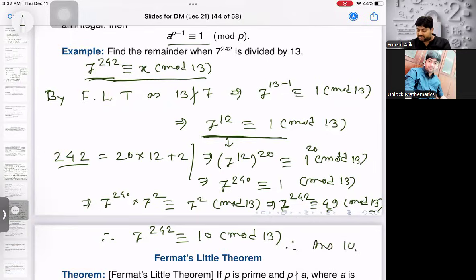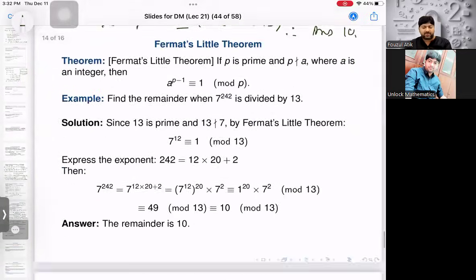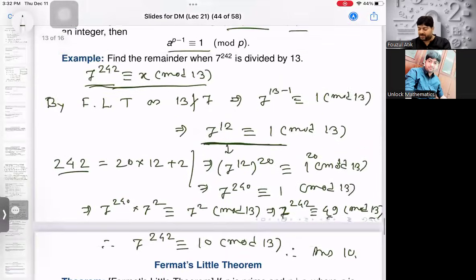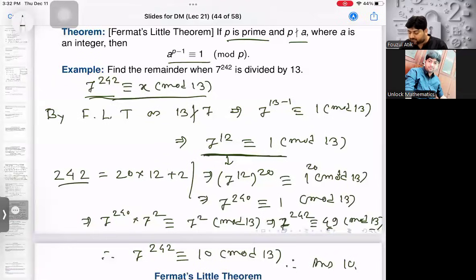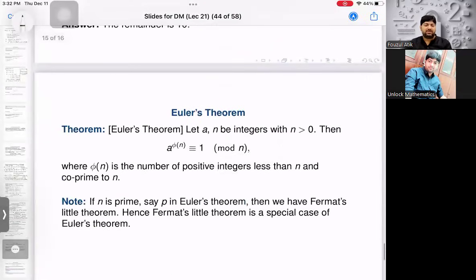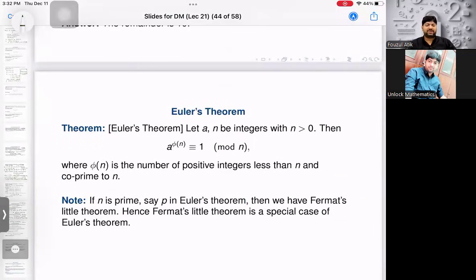Correct? So formally I have done it here. You can check this one also, or you can do it in this way. We have the last one, which is the statement of Euler's theorem. What Euler's theorem says is, it is the generalization of Fermat's theorem basically. Let a and n be integers with n greater than 0, then a to the power phi of n is congruent to 1 modulo n, where phi of n is the number of positive integers less than n and prime to n.